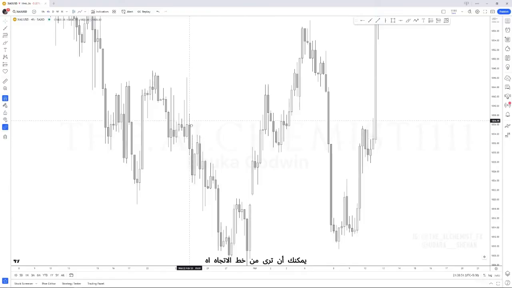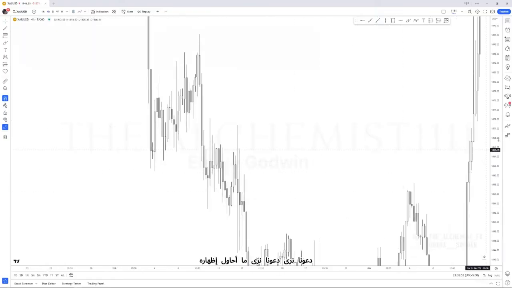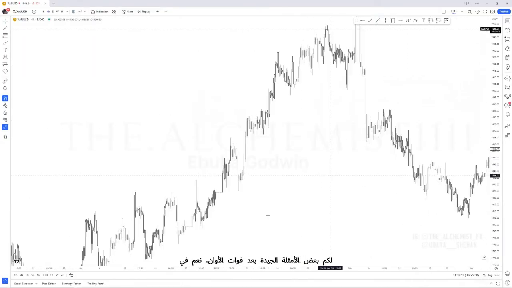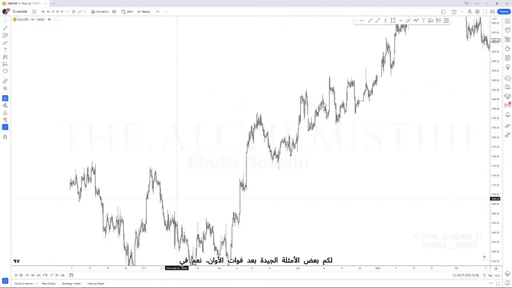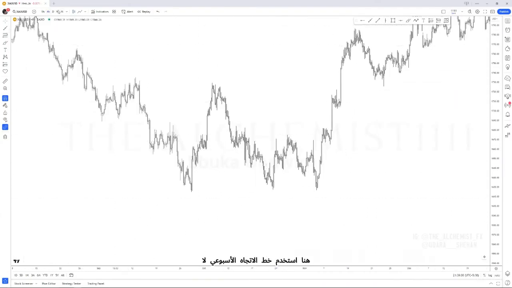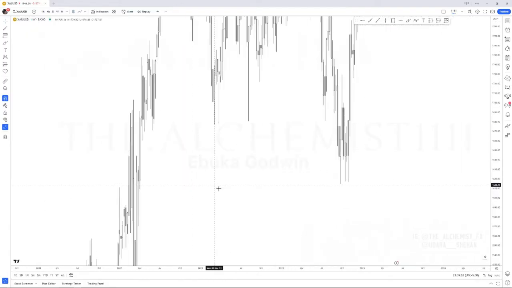From a trend line? Let's see. I'm trying to show you some hindsight, good examples. Yeah, in here, use the weekly trend line, not weekly, an H4 trend line.